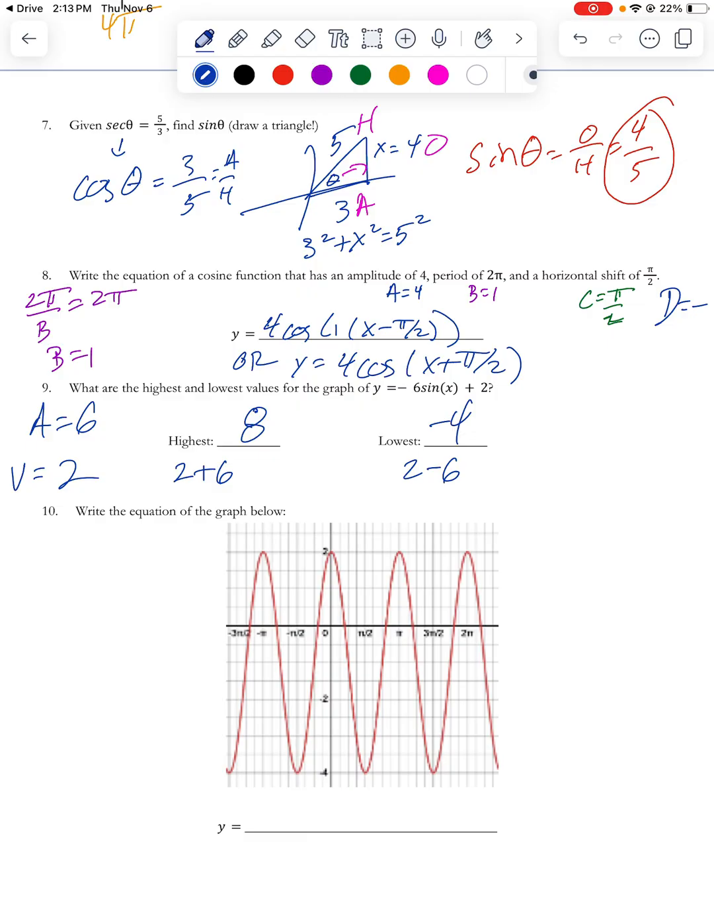All right, write the equation for the graph below. I'm going to do this twice. I'm going to do one for sine and one for cosine over here. You just pick one. Doesn't matter, whatever one's your favorite. Let's start with sine first.